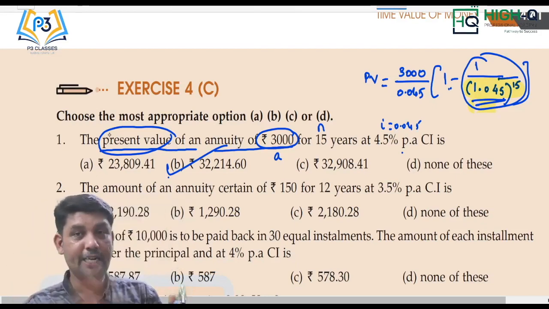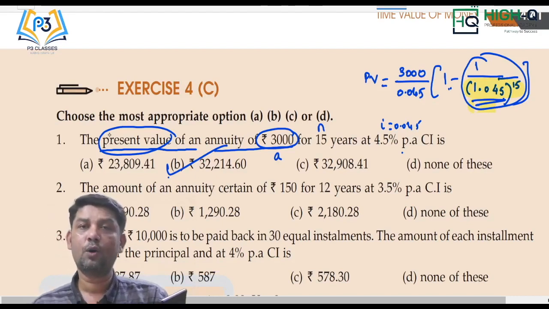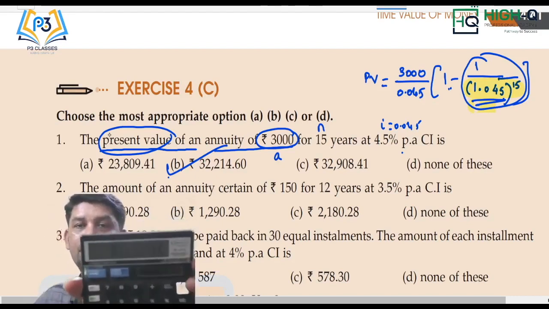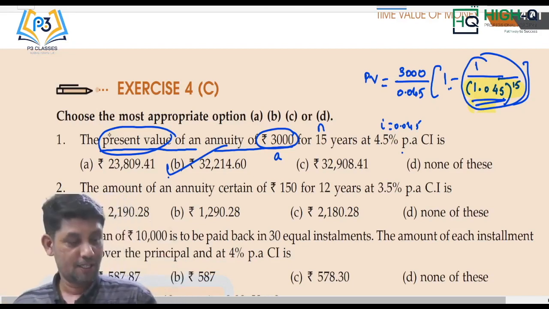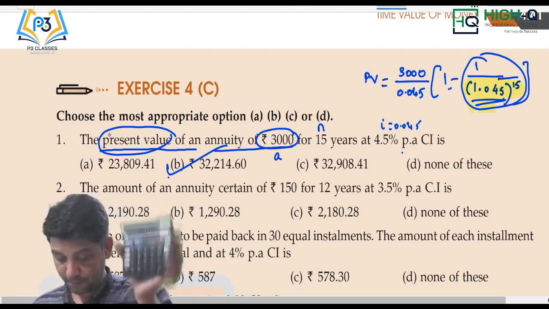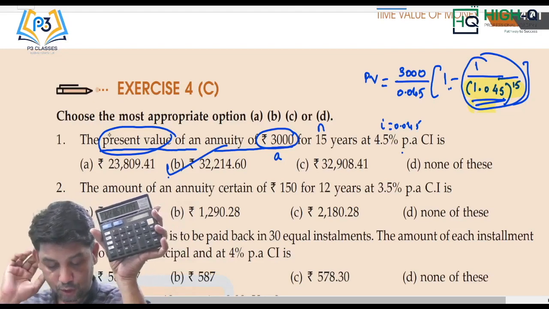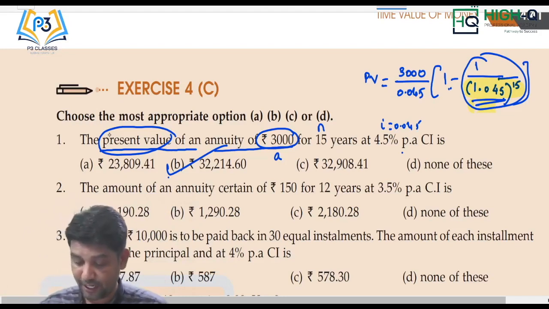Let me do it once again. How fast I can do? 1.045, into equal to, square. Sir, you did not count. Then how did you know it is power 15? Look at this corner, in the display, if it is showing 16, that means the power is 15. Then divided by equal to, minus 1, into 3000 divided by 0.045. Answer is 32,218 point something. So approximately 32,214. An approximate closer answer we can have. So our answer is option B, my dear.